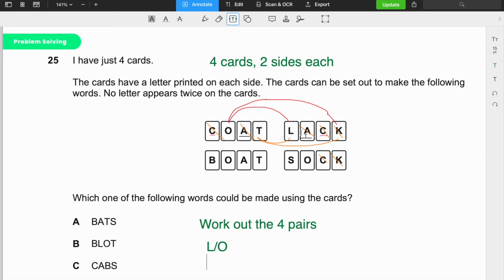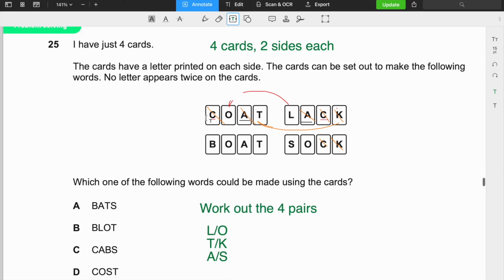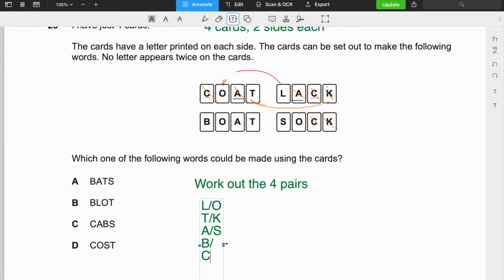Now, because we know L is with the O, and we compare these again, we know that T must be with the K. Because L is with O, we can cross out that one. So T is not with L, T is with K. Then, when we compare these 2, A must be with S. And if you compare these 2, C must be with B. Okay, done. So these are the 4 cards. We'll have one card with L and O, another card with T and K, another card with A and S, and another card with B and C.